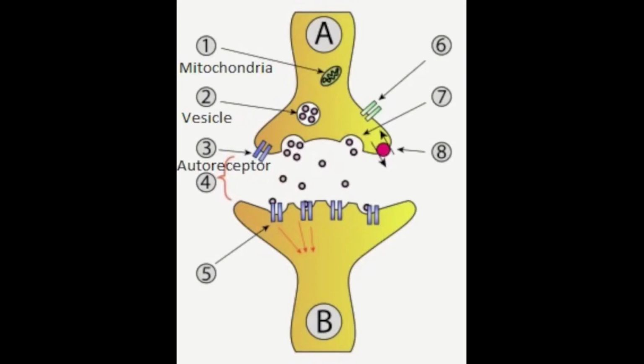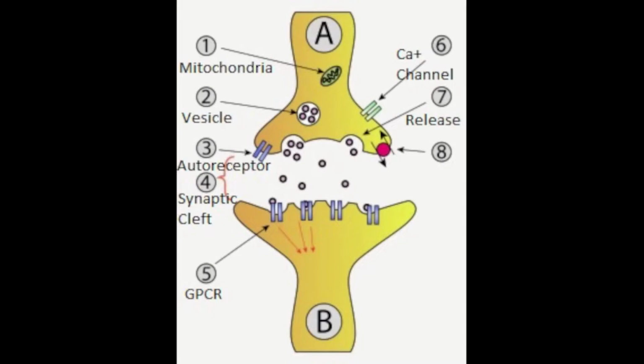Autoreceptors, or self-receptors, are able to detect the neurotransmitter released and help regulate how much is being exposed. This gap between the two neurons is called the synaptic cleft. On the postsynaptic neuron are G protein coupled receptors that bind specific neurotransmitters. Up at number 6 are calcium ion channels. Calcium triggers the release of vesicles.